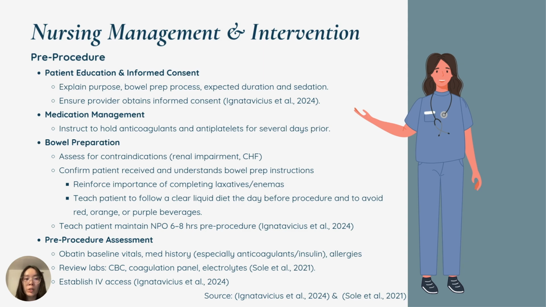For bowel preparation, we need to assess for any contraindications like CHF or renal impairment, confirm the patient receives the prep instructions and understands them. Teach the patient to maintain NPO status for 6 to 8 hours prior to the procedure. Before the procedure starts, we need to perform a thorough assessment to obtain the patient's baseline vitals, review medication history, and check for allergies and their lab results. We need to establish an IV access for sedation or emergency medications.